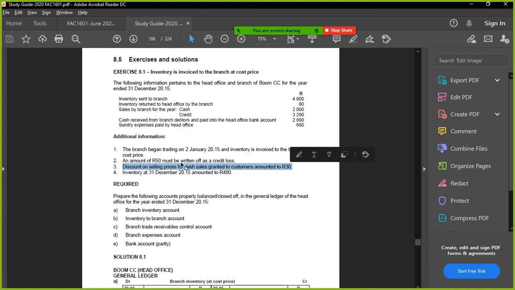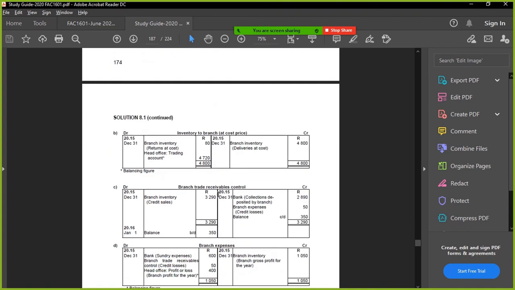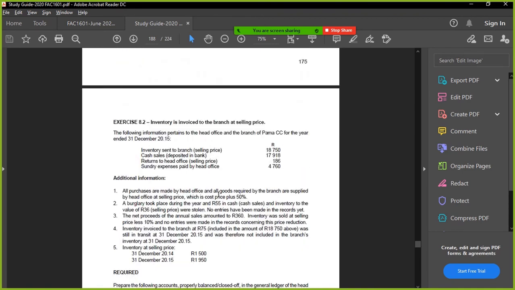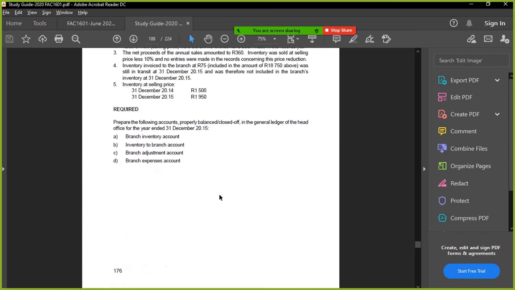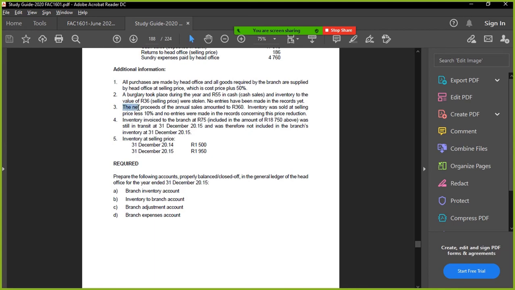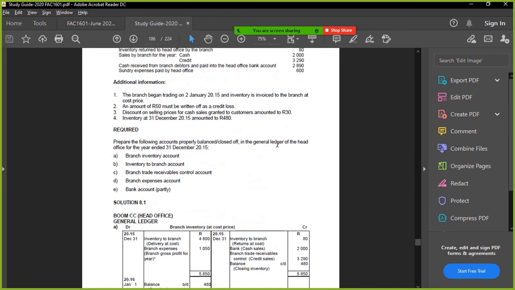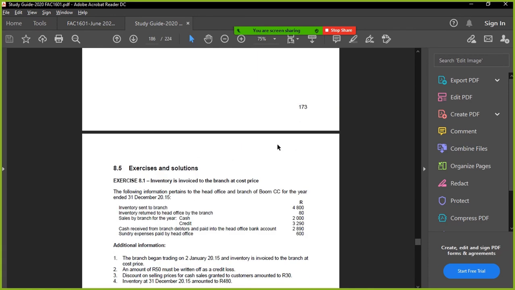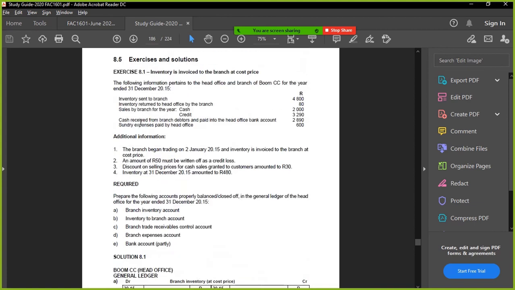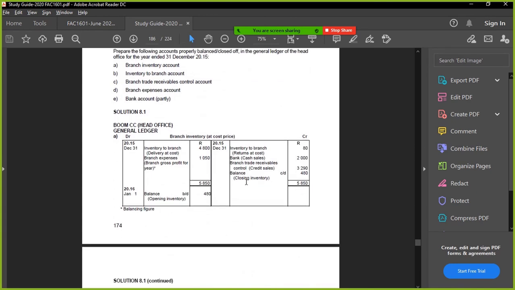Yes. Okay, discount on selling prices for the cash sales granted to the customers amounted to 30 Rand. Okay, so if it's 30 Rand, do you agree this 30 Rand is representing the amount after having given the discount? This is the discount. So the net amount would have been less. So if you look at it, where's their working? Here, net proceeds. That was the 30 Rand, wasn't it? No, that's a new question. Exercise 8.1. Okay, 8.1 had a discount of 30 Rand. When we had a discount of 30 Rand, we showed the 30 Rand.